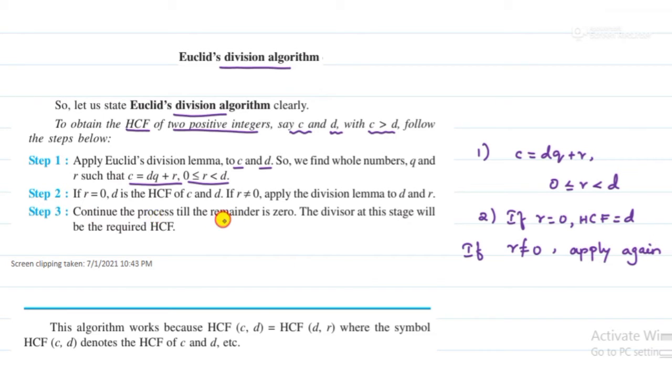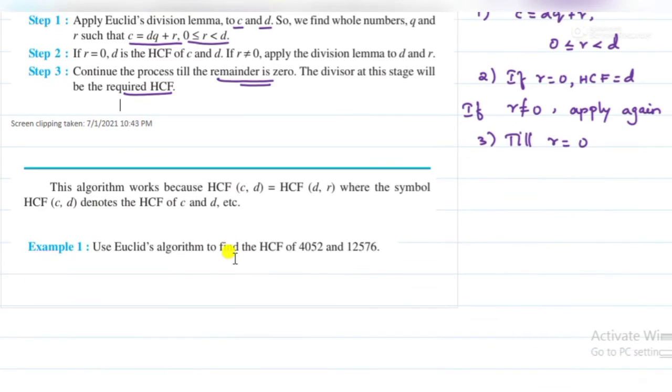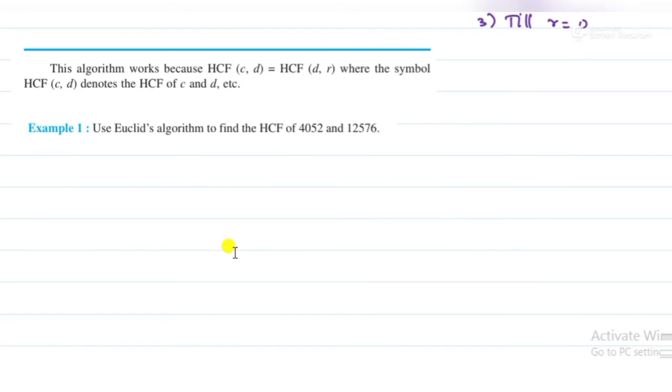Now continue the process till you get the remainder 0. At this stage, we will get the required HCF. This division algorithm works because HCF of C, D is equal to HCF of D, R, where the symbol HCF of C, D denotes the HCF of C and D. So let us learn example 1: Euclid's division algorithm to find the HCF of 4052 and 12576.